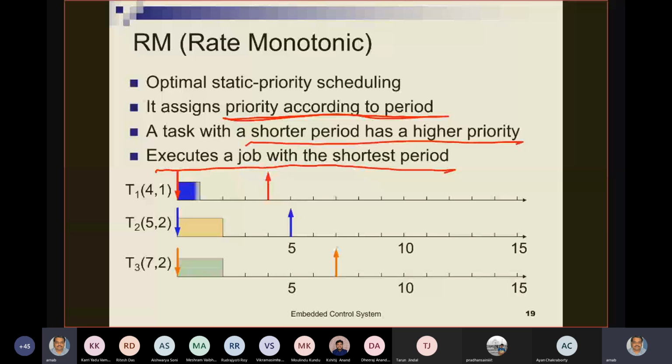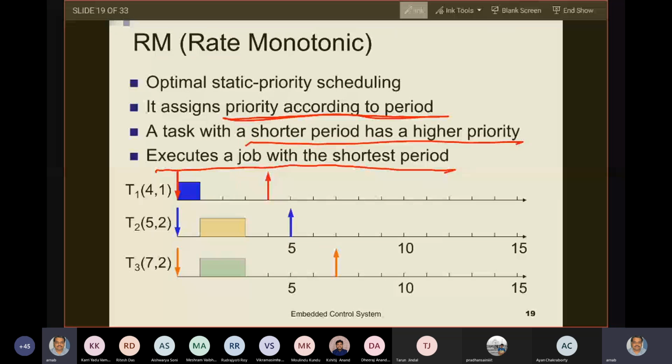So then next, what is going to happen? Task 1 has finished. The next job of task 1 is only going to come at time 4. I am supposing that the first time instance is 0, so the time instances are 0, 1, 2, 3, 4. So at time 1, you only have task 2 and task 3. And at that time, task 2 has higher priority. So task 2 is going to execute.